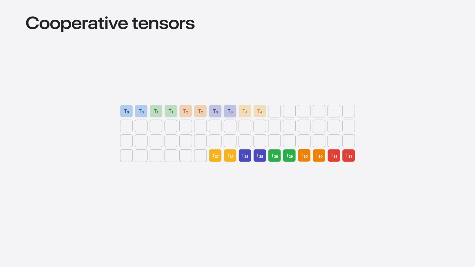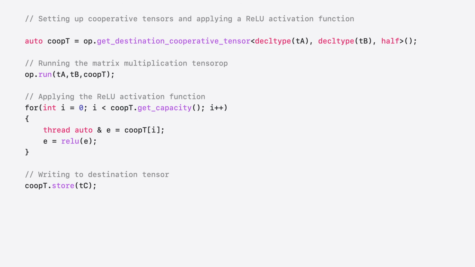Let's see how we can use cooperative tensors to build a kernel that applies an activation function to our matmul output. First, we need to create the destination cooperative tensor for our operation. In the template arguments, you provide the types corresponding to your input tensors. The decltype keyword helps you infer these automatically. The last argument specifies the data type for your destination tensor. Here, we're creating a half-precision tensor.